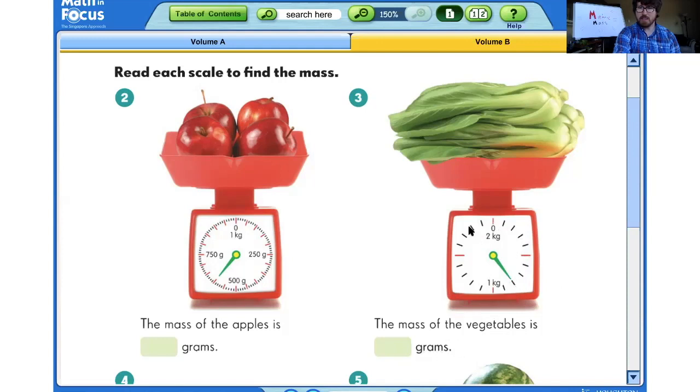So that was a little tricky because the scale didn't have grams listed, but we know it's less than 1 kilogram. If it's less than 1 kilogram, it has to be in grams. So we count by 100 to get up to 1 kilogram.